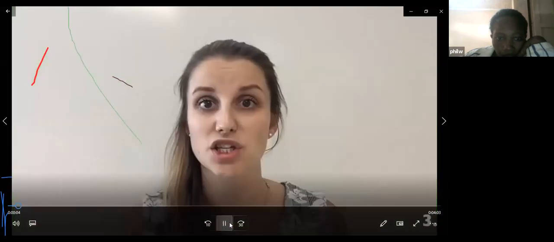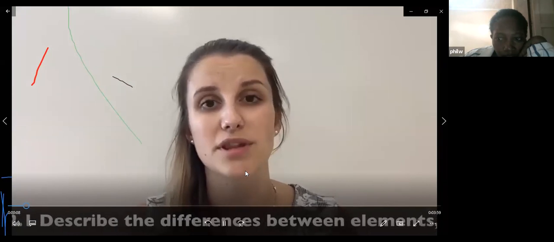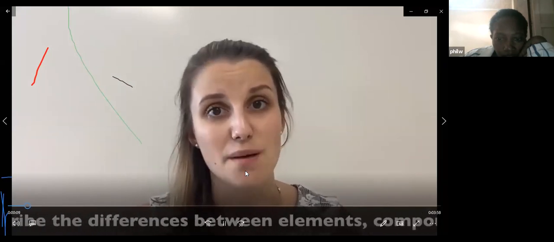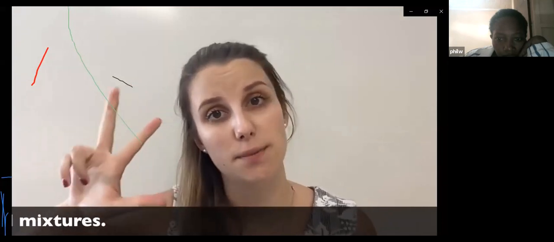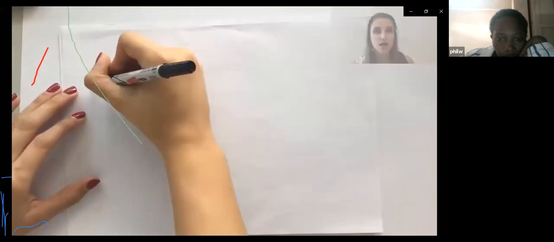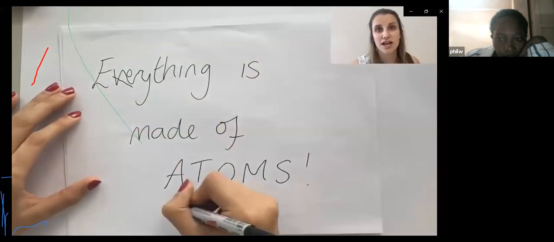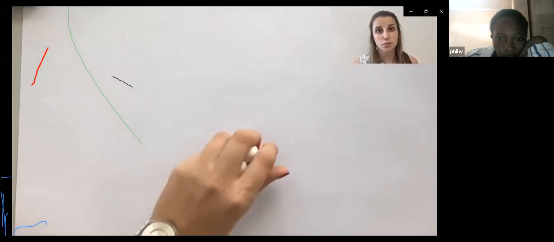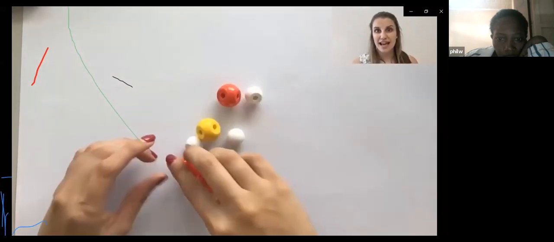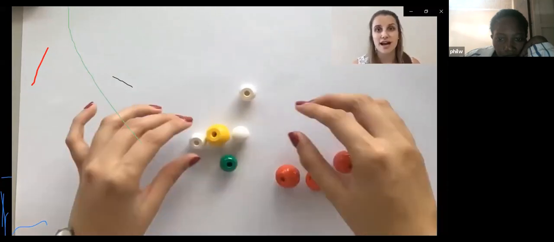So before you really start chemistry, you need to understand and be able to define some of the key terms. Today, we're going to be looking at 3 key terms: an element, compound, and mixture. Atoms make up absolutely everything in the world around you. Today, we're going to be using these small molymod balls as a model for an atom. Obviously, atoms are way, way, way smaller than this, but we're going to use this as our model today.